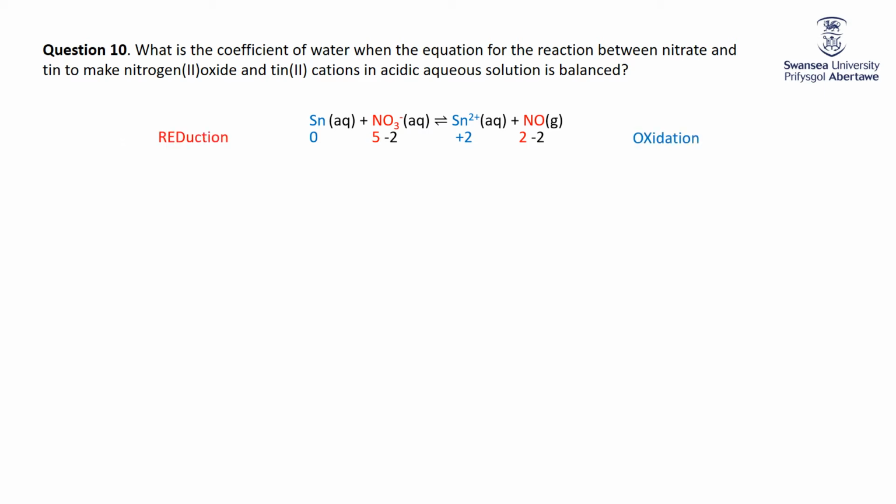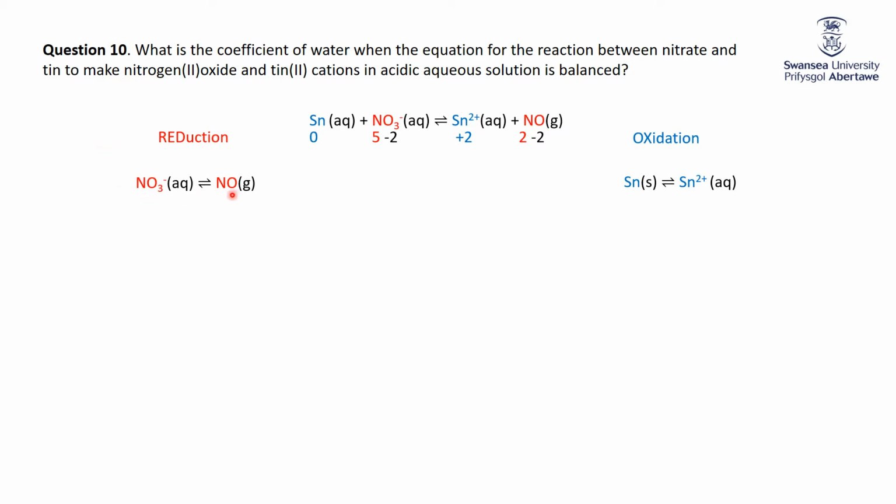Now let's check and see what's reduced and what is oxidized. Well, reduction is where, not just in red, but the species gains electrons. If it gains electrons, its oxidation number goes down. So therefore the nitrogen goes down from 5 to 2. So the nitrogen is reduced. So we'll pull that out. Oxidation is where the oxidation number goes up because the species loses electrons. So here tin goes from 0 to +2. So it is oxidized.